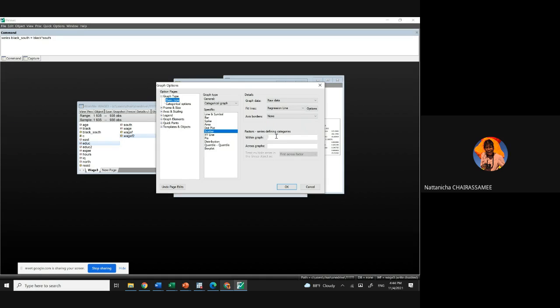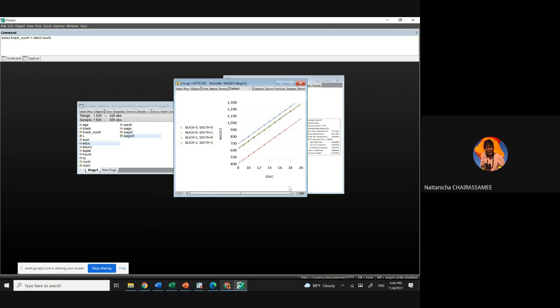If you remember our previous graph, I used just one variable to tell eViews to separate our data set into non-white and white people. But in this case, I'm going to use two variables at the same time. I'm going to use Black and also South, because we have two dummies right now. So once you're done, click OK.